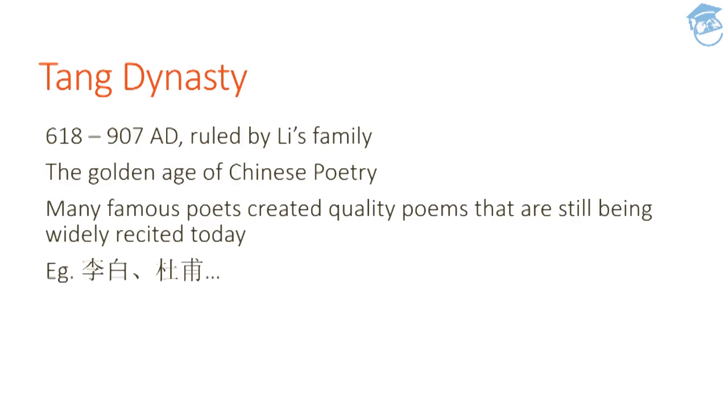Okay, so let me just introduce you a bit about the Tang Dynasty. It is one of the many dynasties back in ancient China. It spans from 618 to 907 AD, and it was ruled by the Li family. So Li is the family who ruled the country, and the emperors during this period had the surname Li. Okay, and it is the golden age of Chinese poetry.